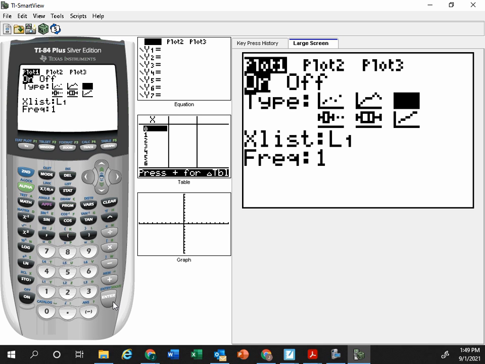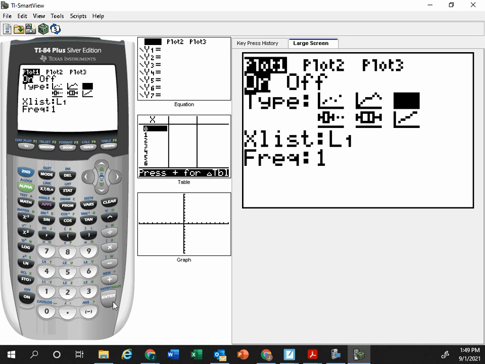Then arrow down to your X list. Mine was in list 1. Wherever you put your values, that's the list you want to have. Does anybody have issues, like not in list 1, and you don't know how to get that list in here? Everybody's list 1? Okay, good. And then frequency, just leave that alone as 1. We don't have frequency happening here.